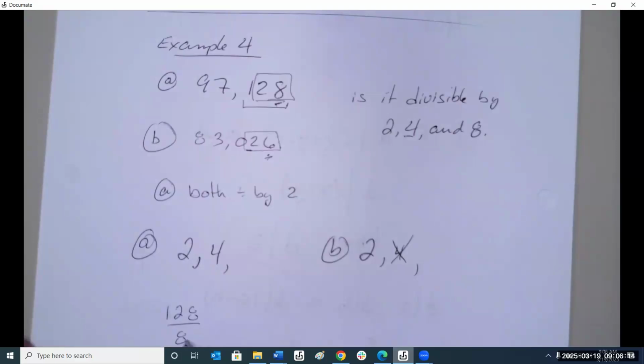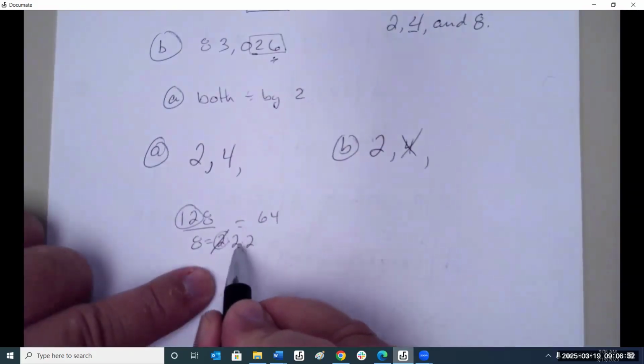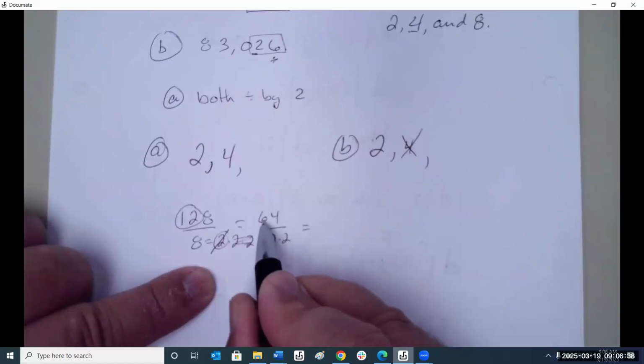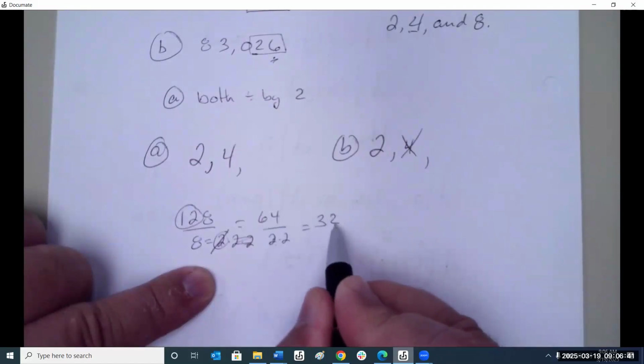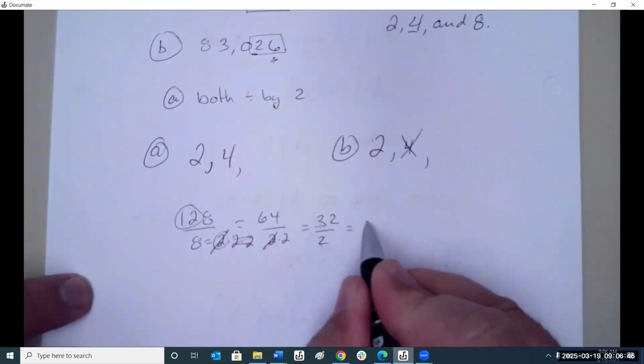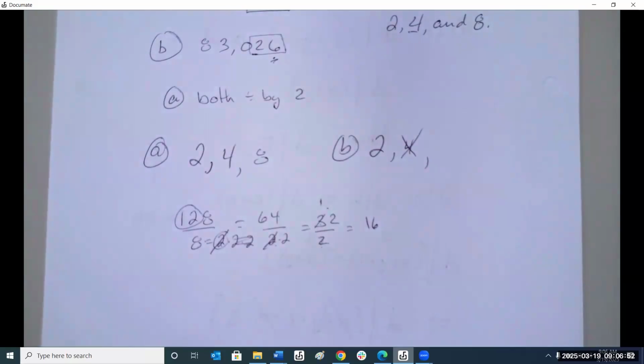In other words, 8 is made up of 2 times 2 times 2. So 128 divided by 2 is what? Yeah, 2 goes into 12 6 times. 2 goes into 8 4. Two times 2. 64 divided by 2. 2 goes into 6 3 times. 2 goes into 4 twice. 2 goes into 3 one time with 1 left over. 2 goes into 12. So yes, this one's divisible by all 3: 2, 4, and 8.